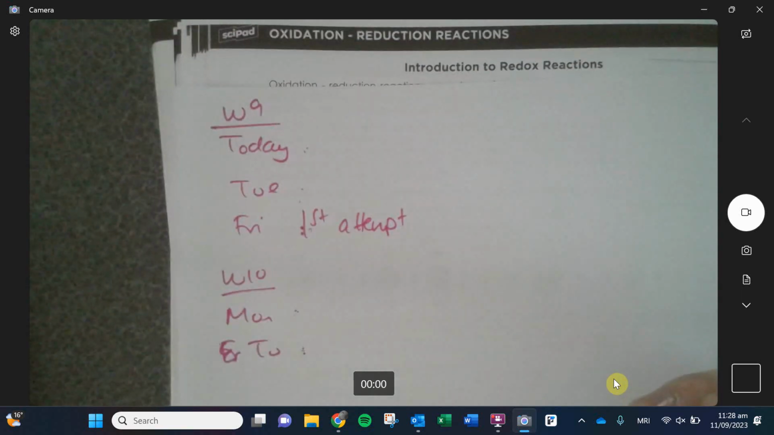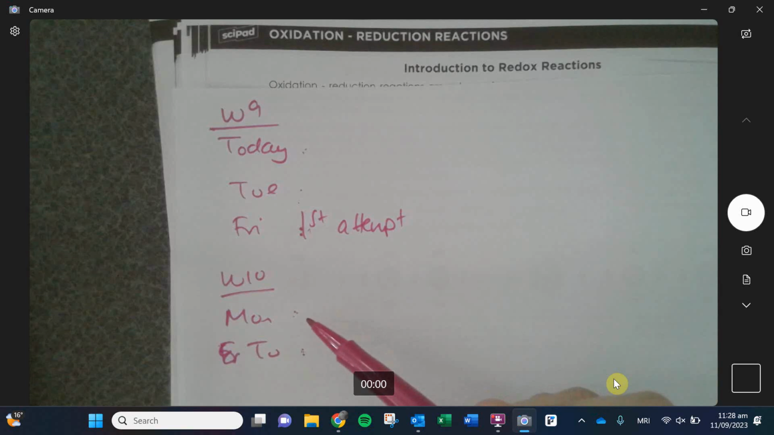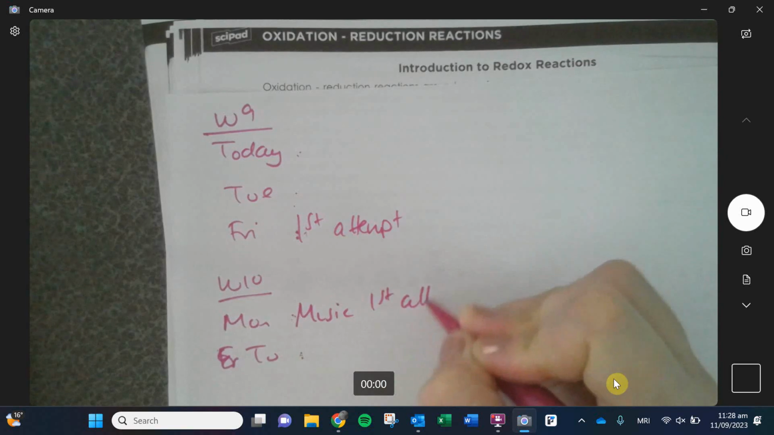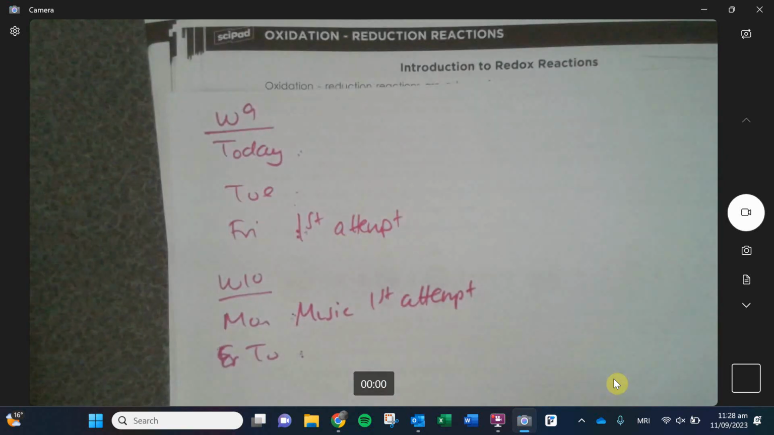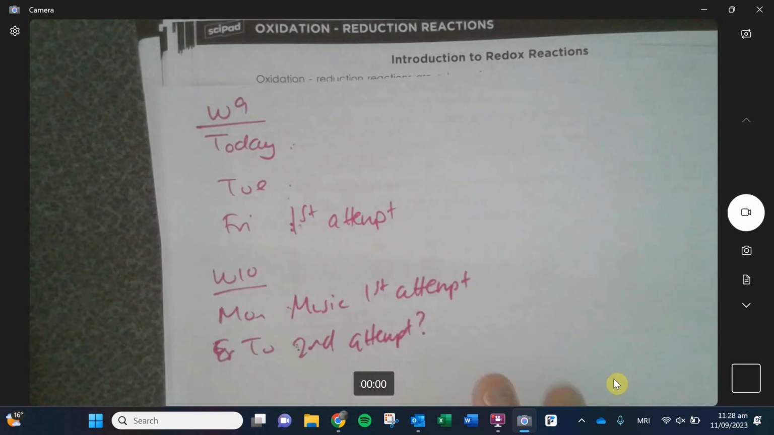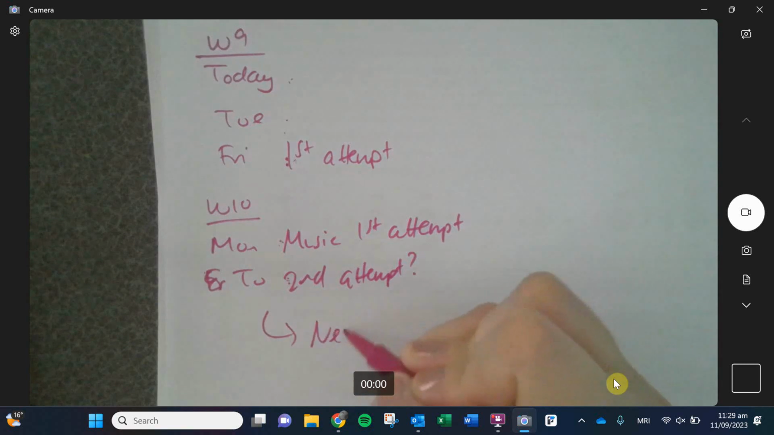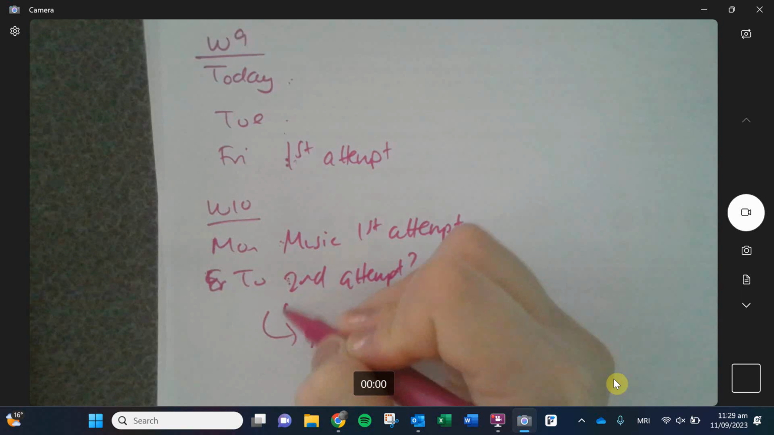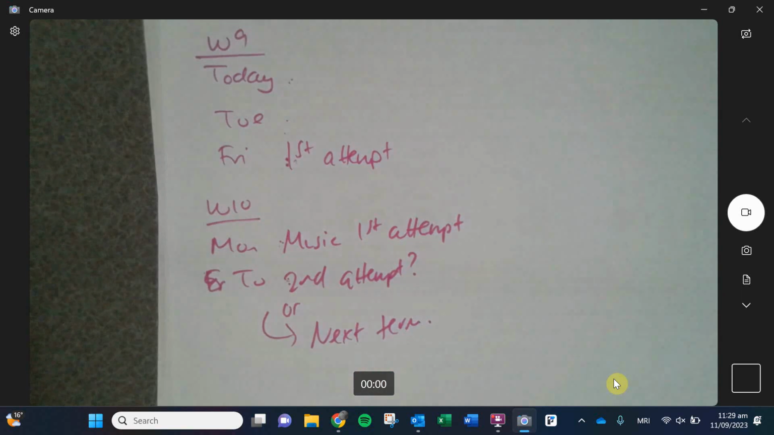And the good news is, if you do well in that first attempt, then you don't have to worry about doing the second attempt. Those that are on the music trip, you can do your first attempt on Monday. Okay? So music people will go on this day. Sound good? And then we can do second attempt on Tuesday if you guys feel up to it, or we can do it next term. Does that sound like an outline that we can work with?